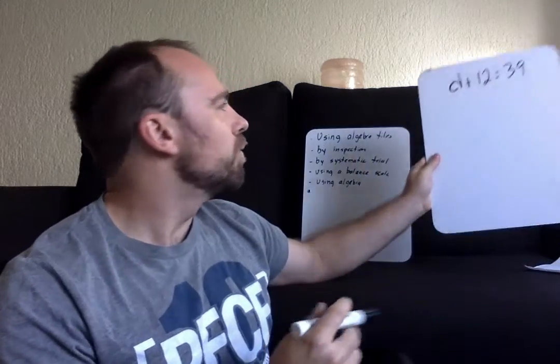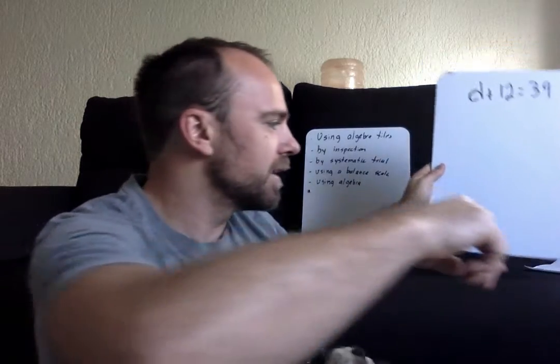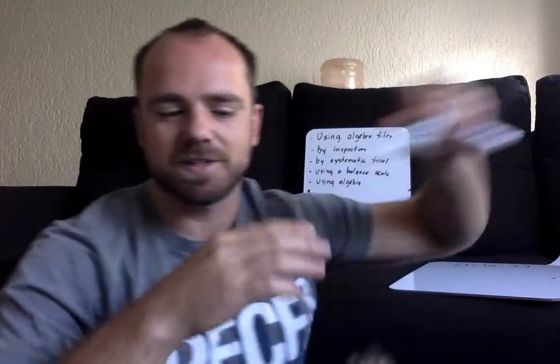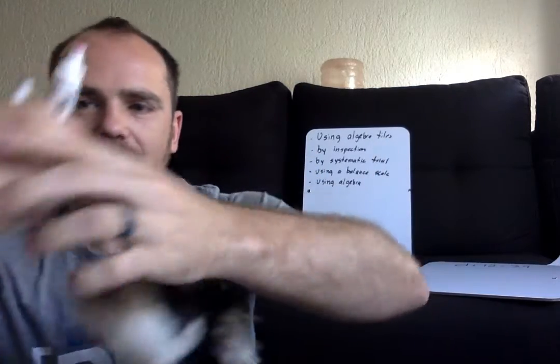Okay. So when we're using algebra tiles in this situation, let me grab my other colors so that we know exactly what's going on. Charlie's excited about today's lesson. She loves algebra tiles. All right.